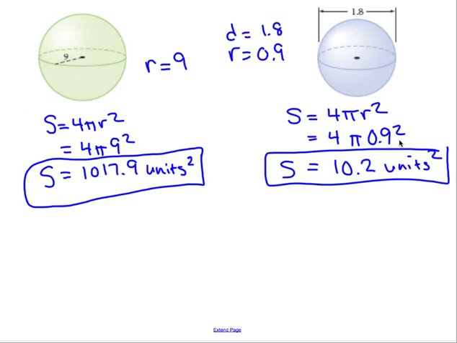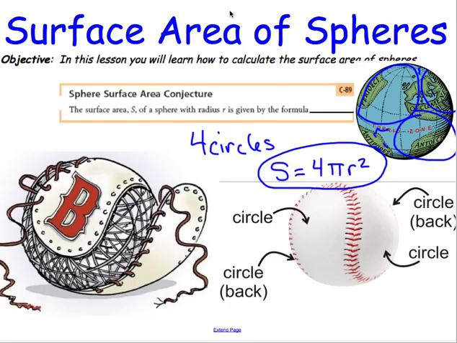Okay, so this is how we find the surface area of a sphere. Remember, you can find hemispheres, you can find full spheres. They might try to trick you by giving you the diameter every so often, so don't be fooled. And then lastly, just remember that a sphere is like a globe, and if you take apart a baseball, it'll get you somewhere around 4 circles.